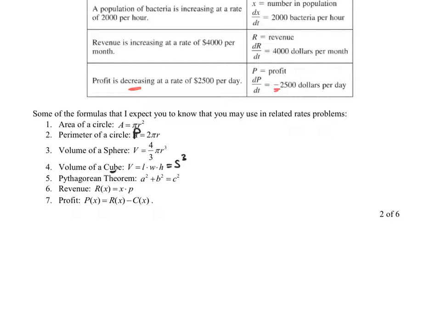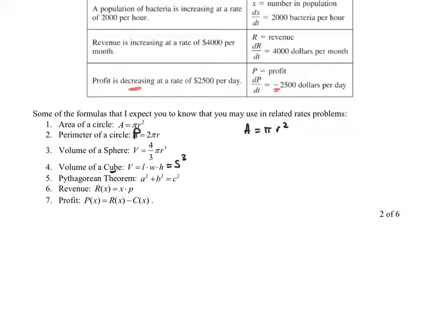You should know the Pythagorean Theorem, which works for right triangles. That's a squared plus b squared equals c squared. Again, that only works for right triangles. You should remember that revenue is the price times the quantity, or x times p. And then to find the profit function, you always do revenue minus cost. So why do we care about this? Well, imagine if we looked at A equals pi r squared.